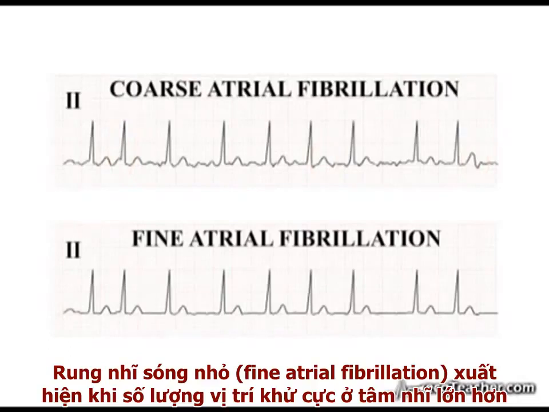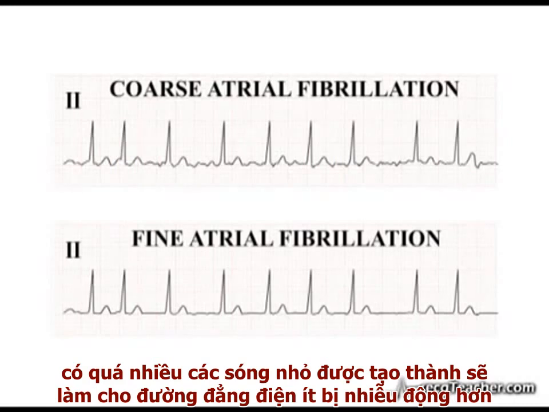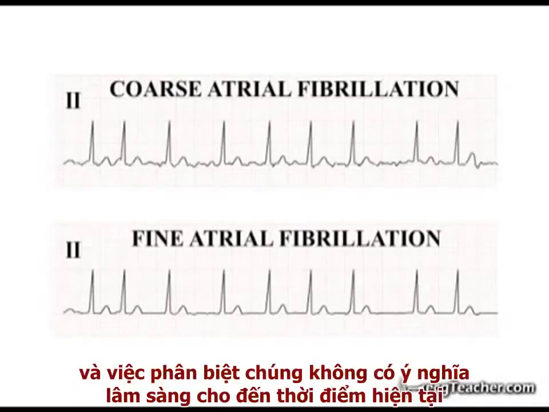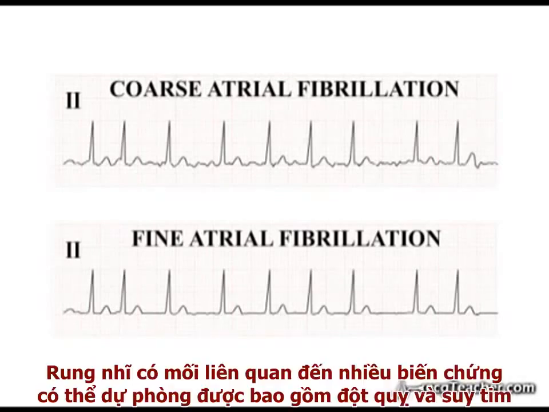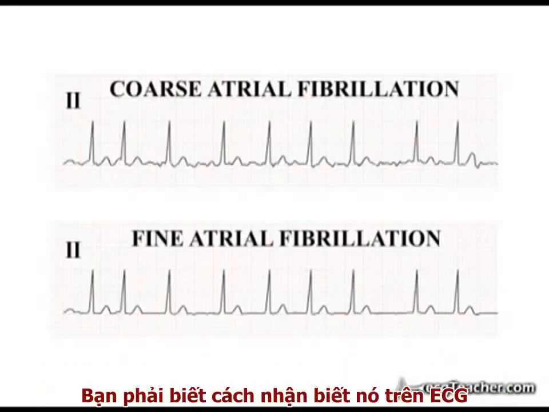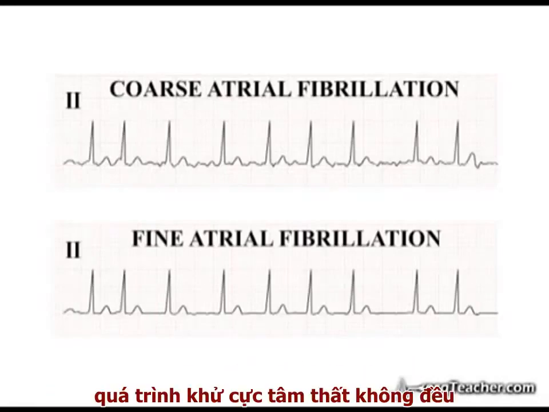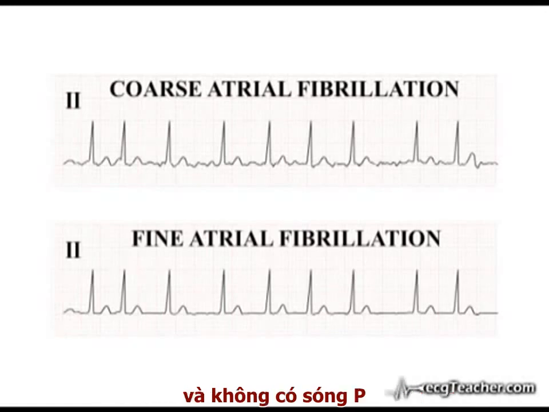Fine atrial fibrillation occurs when the number of atrial sites depolarizing is larger, the multitude of smaller individual wavelets resulting in less net disturbance of the isoelectric line. In reality, a full spectrum between coarse and fine atrial fibrillation is observed in patients, and the distinction has no clinical significance at the present time. Atrial fibrillation is associated with a number of preventable complications, including stroke and heart failure. You must be able to identify it on the ECG. The key to identifying this arrhythmia is the irregularity of ventricular depolarization and the absence of P waves.